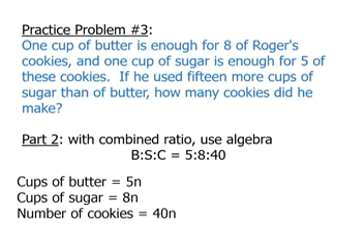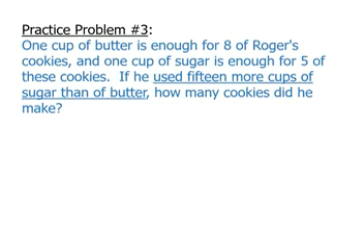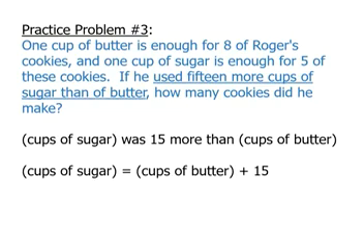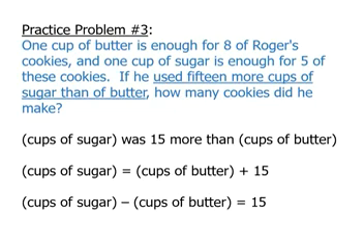All right, now we can use that last piece of information: he used 15 more cups of sugar than of butter. That's a real word problem piece of information. So cups of sugar was 15 more than cups of butter, is what we're saying. Or in other words, cups of sugar is cups of butter plus 15. Or cups of sugar minus cups of butter equals 15. These are a few different ways to say the same thing.